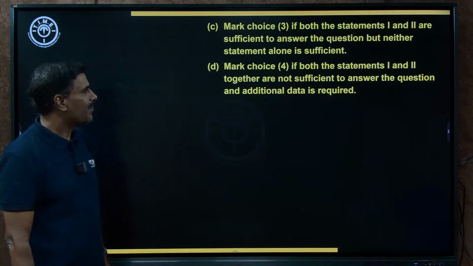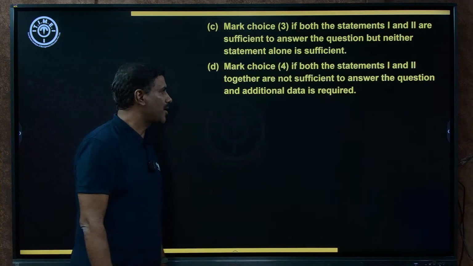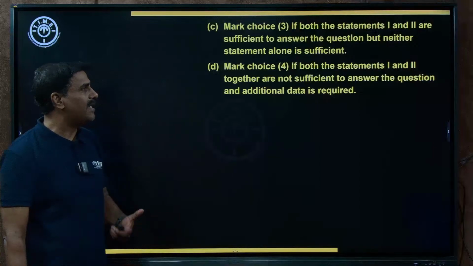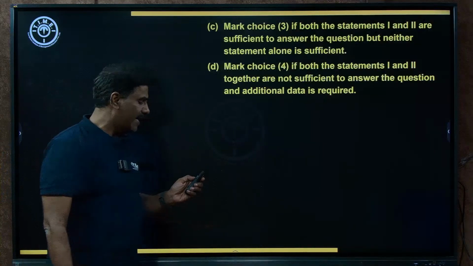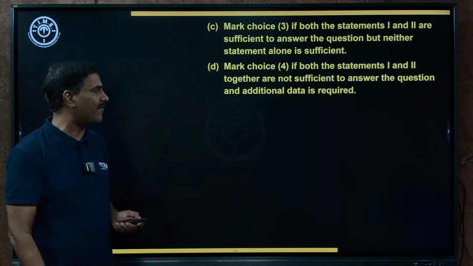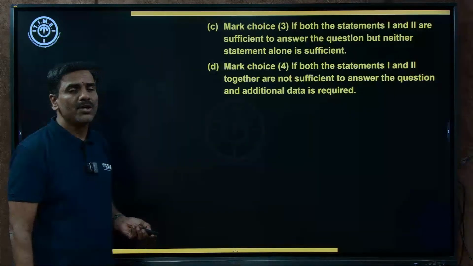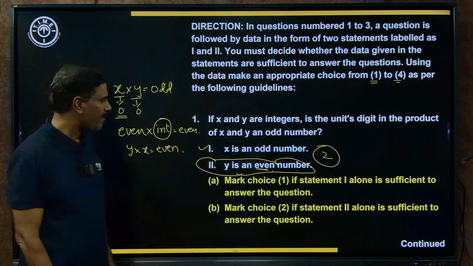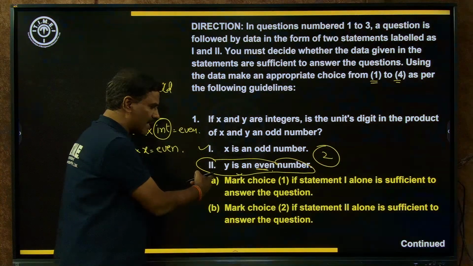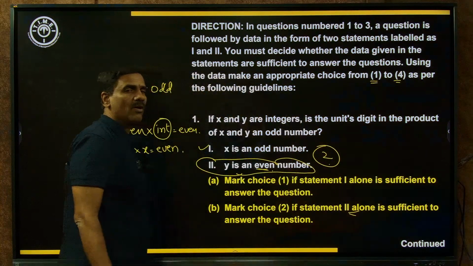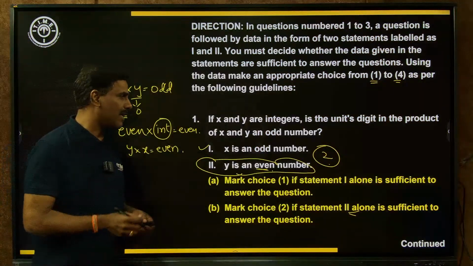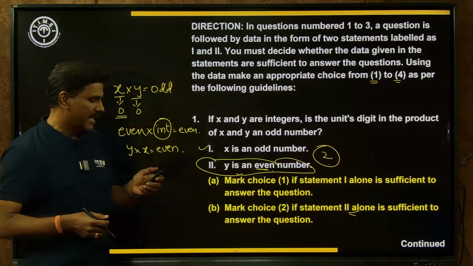Mark choice 4 if both the statements 1 and 2 together are not sufficient to answer the question and additional data is required. So wherever you find that the given data in 1 and 2 is not sufficient, and we require some more data for answering the question, then the answer should be choice 4. So here, the first statement is not sufficient, but the second statement is sufficient. So the answer should be 2. That is what we understand. So it's an easy question to start our answering part.